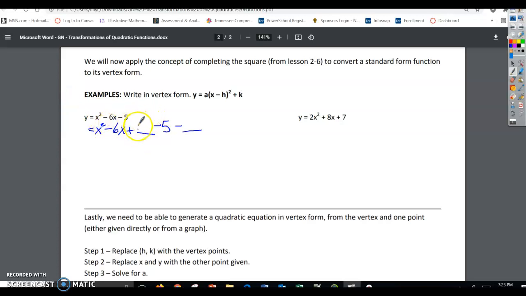So what do I want to put here? When you complete the square, you take this number, you half it, and you square it. So I'm going to take -6 and half it, -3, square it is 9. So I'm going to add 9, and I'm going to subtract 9.